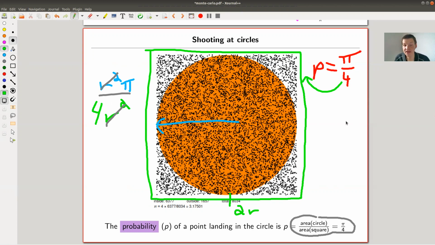And how do you get p? It's a counting problem. In this case, I have thrown something like, or of course, a computer has. I haven't done it.